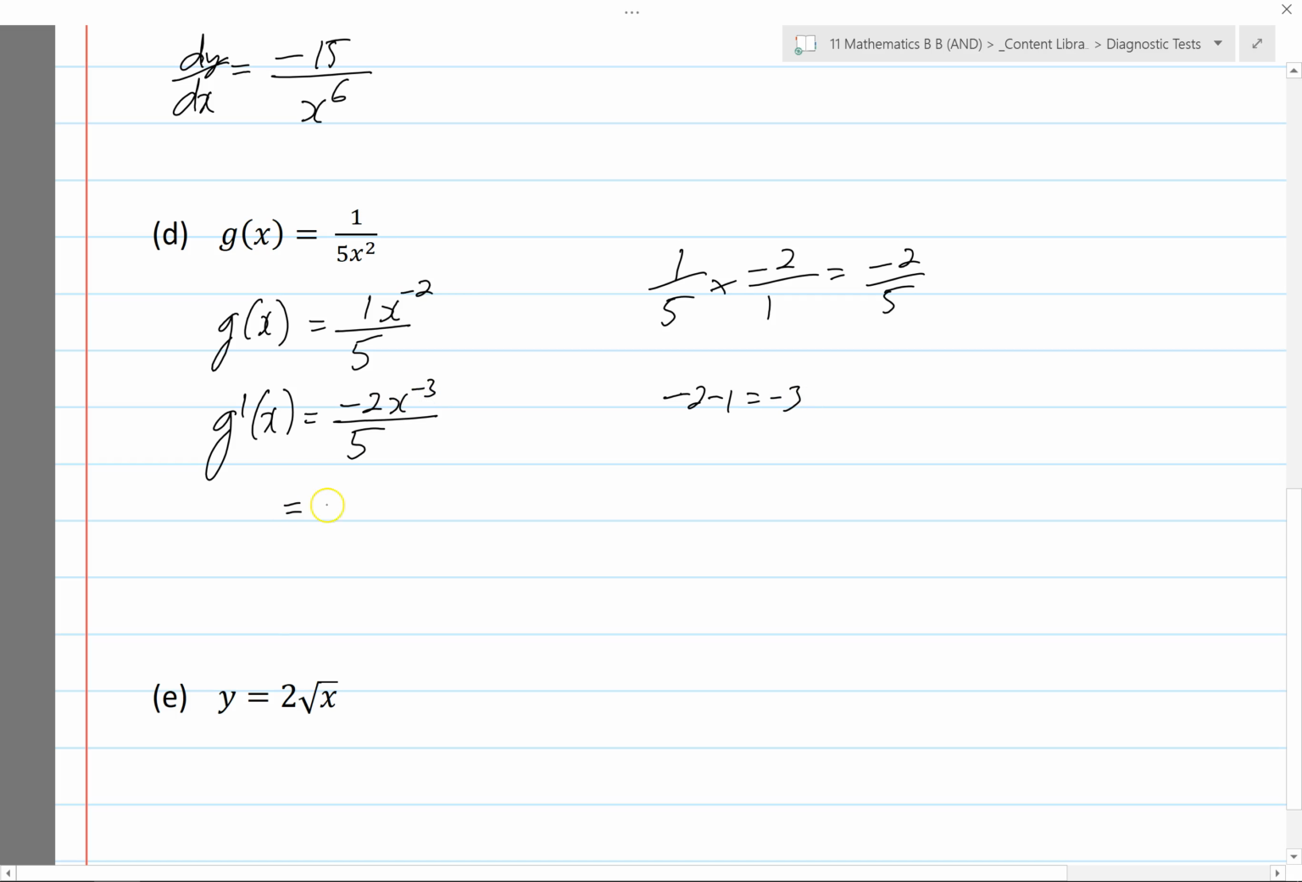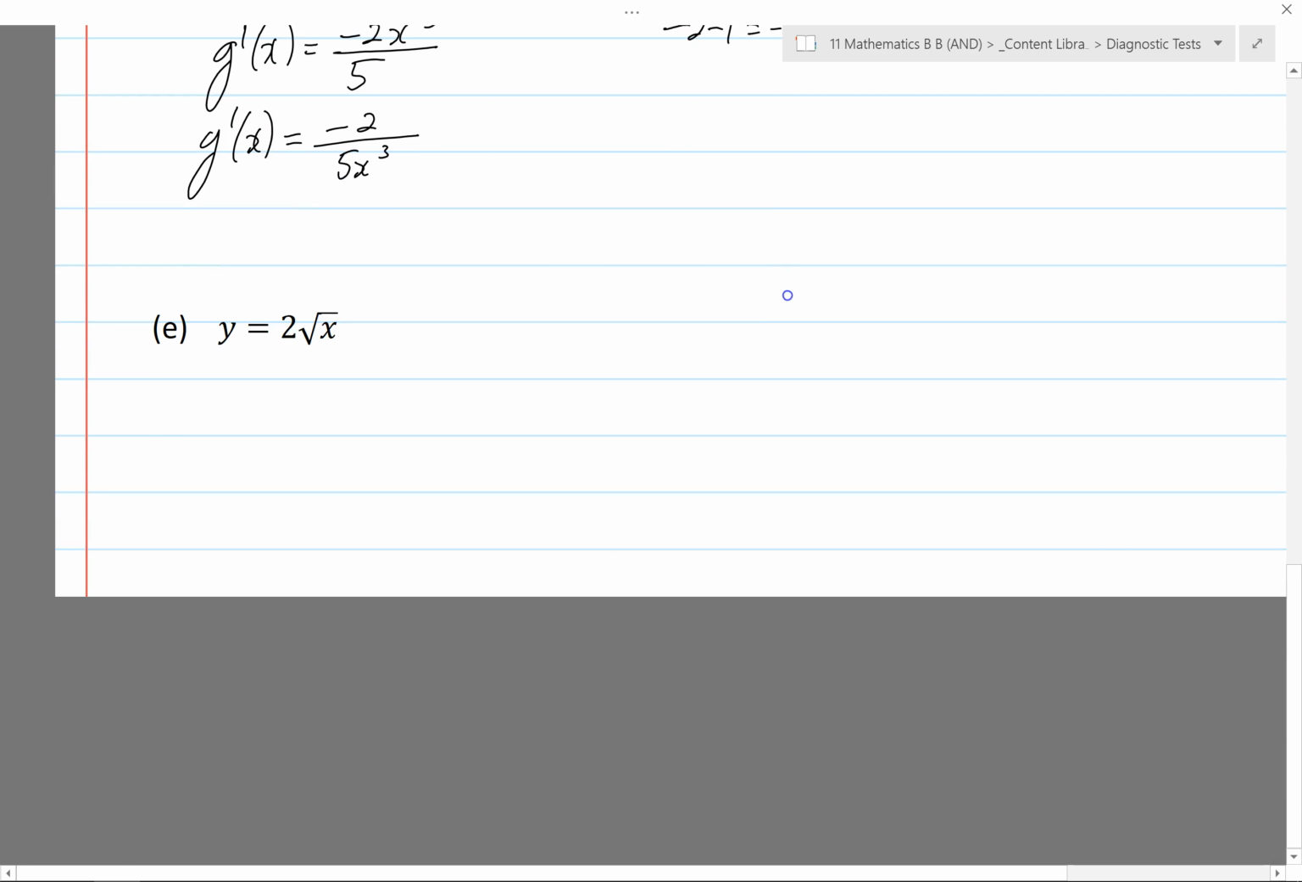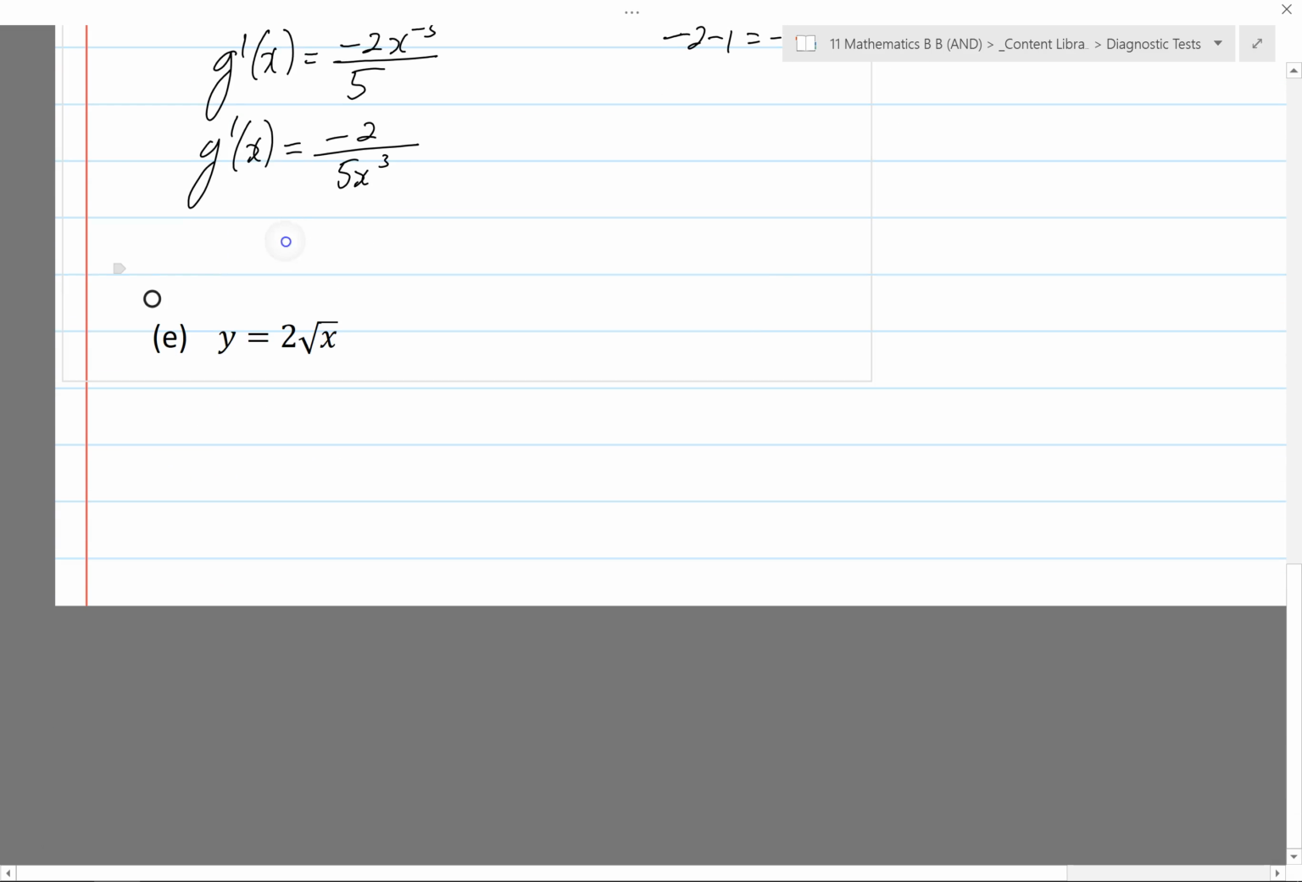Again, don't like negative powers, so I'm going to bring this x to the power minus 3 down to the bottom of the fraction line and give it a positive power. Okay, so that's what my g dash of x looks like. Final one is 2 times square root of x.